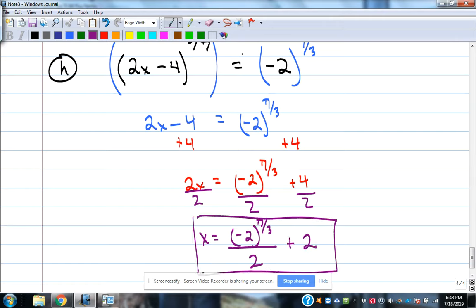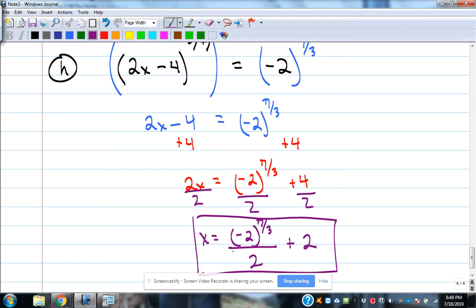Why did I not put a plus and minus in front of that at the blue step there? The index, the denominator of the fraction that I put on that side, was not even. That's why I didn't put a plus or minus. If it is even, you have to put a plus or minus. Okay? And then you would have 2 problems to work.